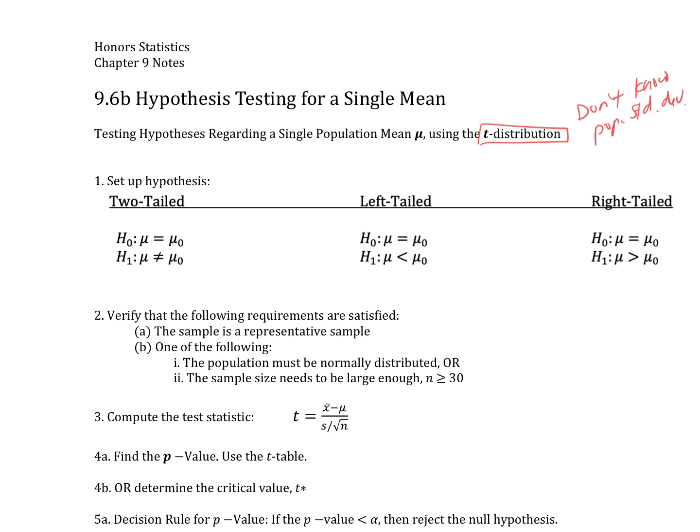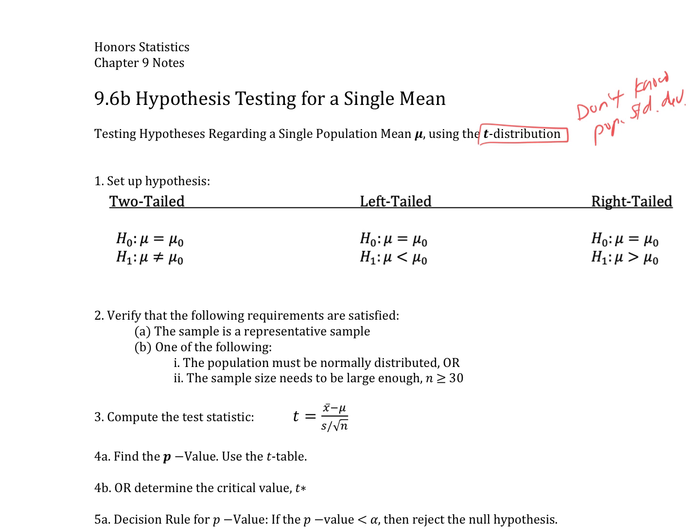So this one is a little bit different than the way that we use the z-distribution, and in some ways it's a little bit simpler as well. You still have to verify or figure out your hypothesis and figure out is it a one or two tail test, okay? You have to verify the following requirements are satisfied.